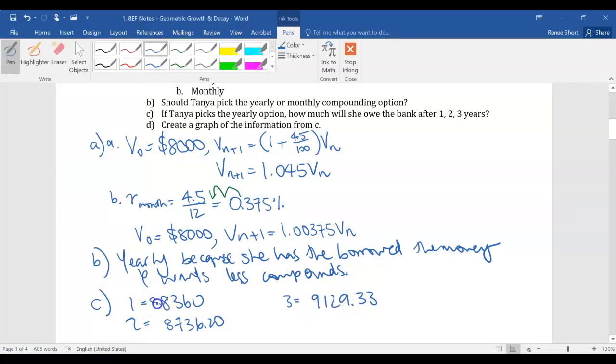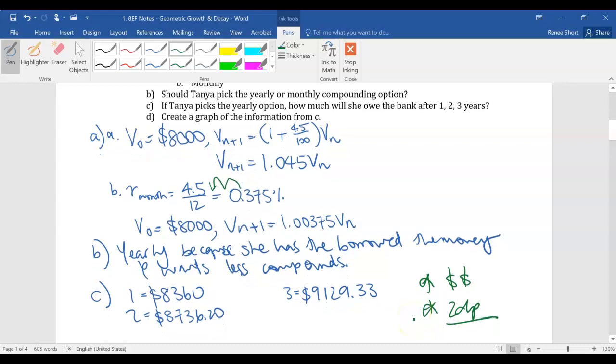Now, a couple of things. All of these need dollar signs, so we're dealing with money. We always need dollar signs. And our second thing, we're dealing with money, we always round to 2 decimal places. So a finance question is, unless it says the nearest dollar, it's otherwise not going to tell you what to round it to. You always round it to 2 decimal places because there's 100 cents to the dollar. So every single time without doubt there, that's why that third one became 9129.33.